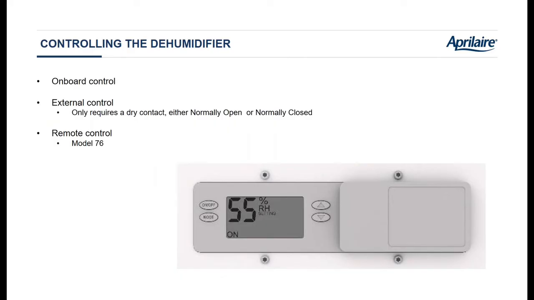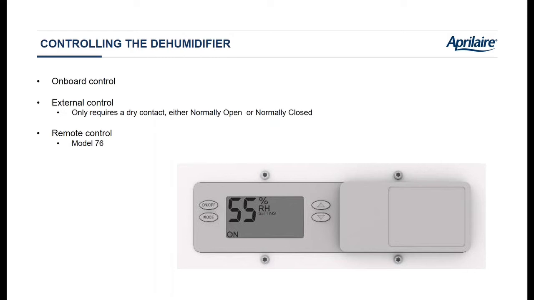So let's go into a little bit more detail on the controlling side. Again, high-level overview. Of course, it comes with an onboard control. With the onboard control, you're going to set the relative humidity. The unit's going to sample for 3 minutes every hour. If it sees the air is too humid, it's going to run as long as it needs to lower the relative humidity. Could be half an hour, could be a month, whatever it needs to do.